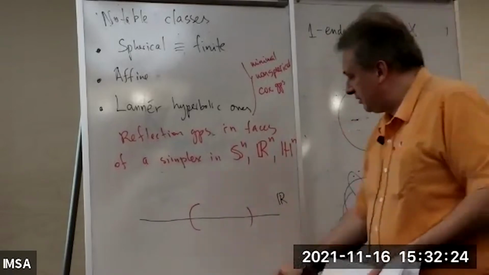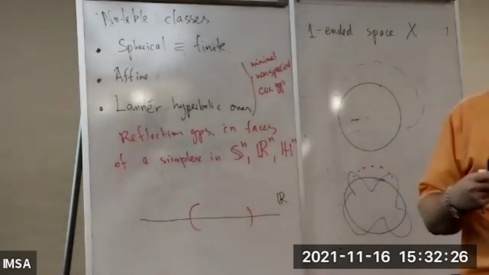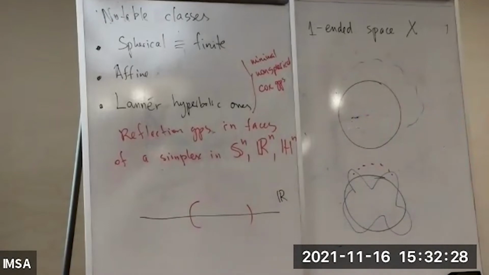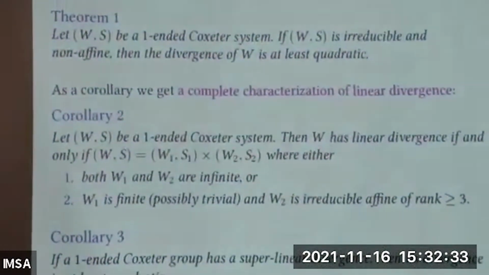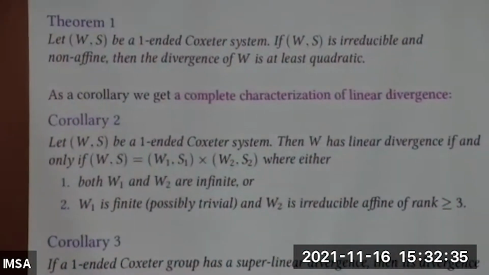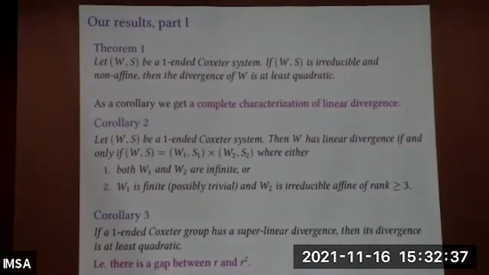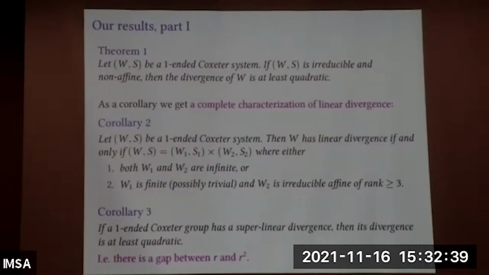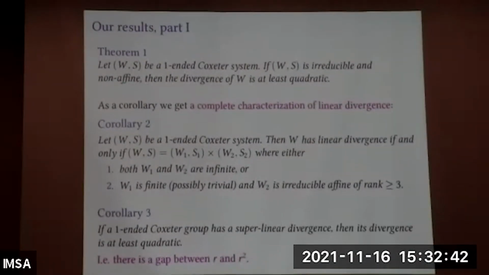There is an easy criterion to tell when a Coxeter system is one-ended. One has to look at the number of spherical subsystems, as stated in various books. So our first theorem tells that if W is irreducible and non-affine, then divergence is at least quadratic. And then we get a complete characterization of linear divergence.